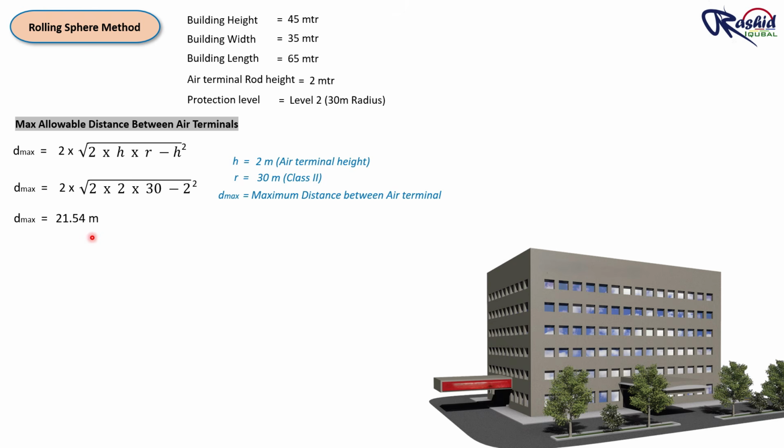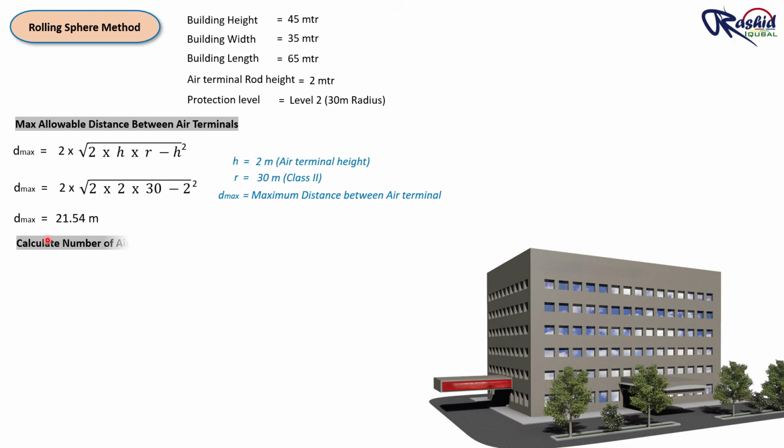So this is the maximum spacing allowed between two air terminals: 21.54 meter. That means whenever we place rods on this building, we must make sure the distance between them is not more than 21.54 meters. Otherwise, the roof area between them will remain unprotected.